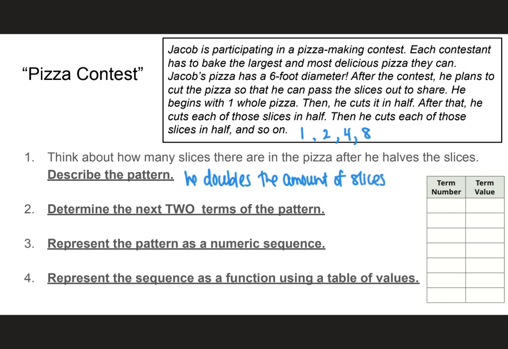So the next 2 terms in the pattern, he would have 16 and then 32 slices. So as a numeric sequence would be 1, 2, 4, 8, 16, 32. And now a table of values. So this is similar to the first example we did.